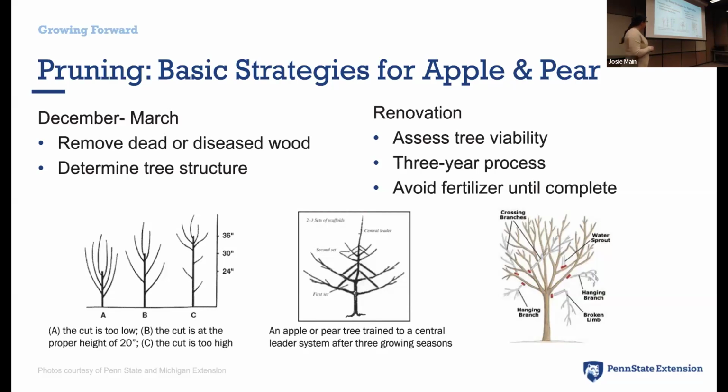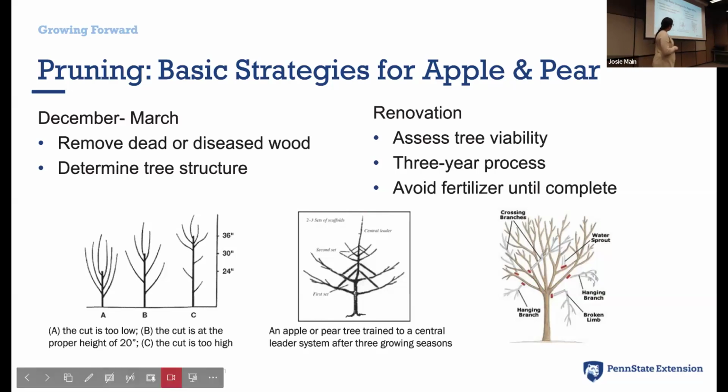So this is an example of if you cut that leader too low, you can end up with a lot of strong lateral growth that can be really difficult to manage or get back under control. It can be very, very bushy, very close together. And if you cut that leader really high, you end up with a very tall tree and a little bit weaker growth on the sides there.